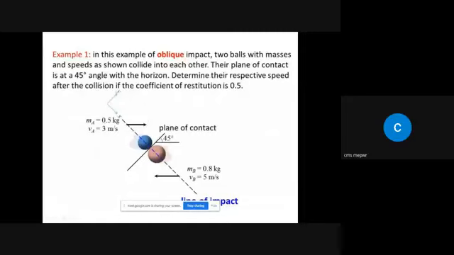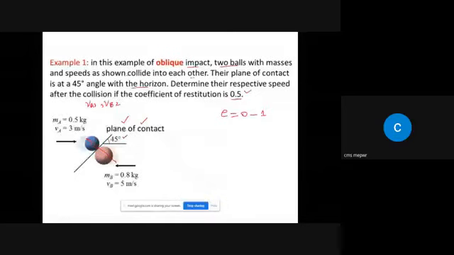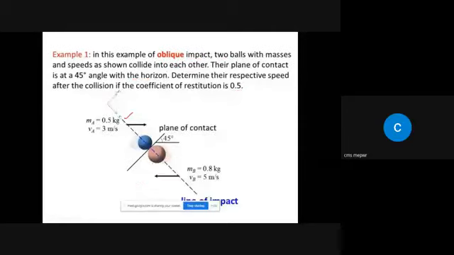So this is the line of impact, which is perpendicular to the plane of impact. The plane of impact is making an angle of 45 degrees. Both particles have initial velocities VA equal to 3 meters per second and VB equal to 5 meters per second. The velocity will remain the same.